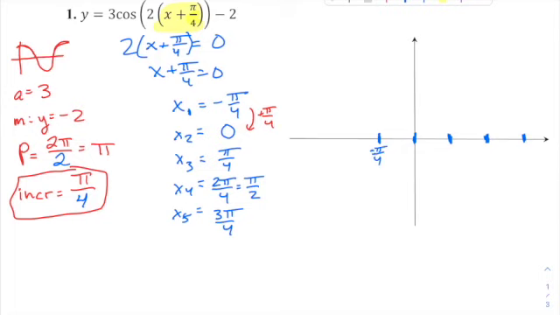Negative pi over 4, you don't have to label 0, it's the origin. If you want to, of course you can. That's pi over 4, that's pi over 2. And this final point is 3 pi over 4.